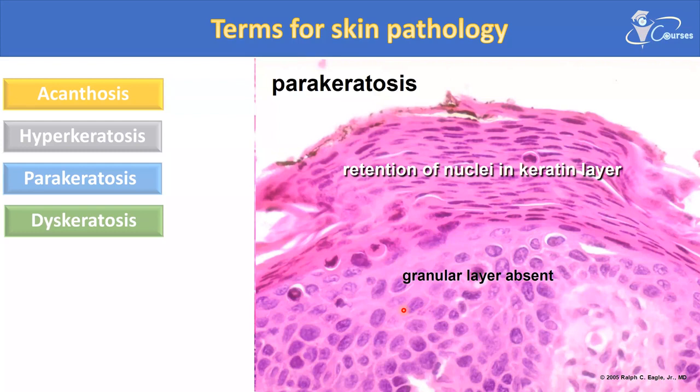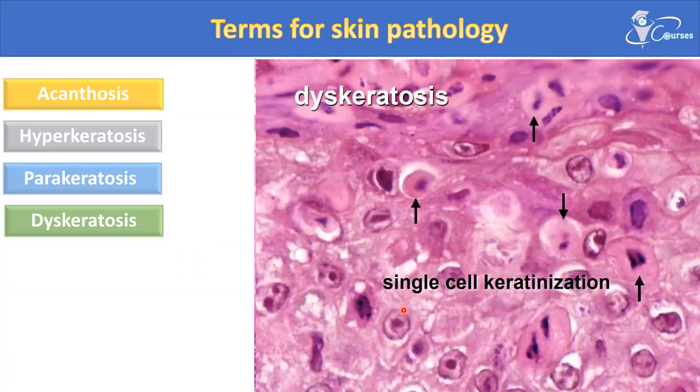Finally, dyskeratosis. Dyskeratosis means an abnormality in the keratin. What kind of abnormality? The keratin should be outside the cells. But if there is intracellular keratinization, where the keratin enters inside the cells, this means that instead of being outside, the keratin is now inside the cells. So this is called dyskeratosis.